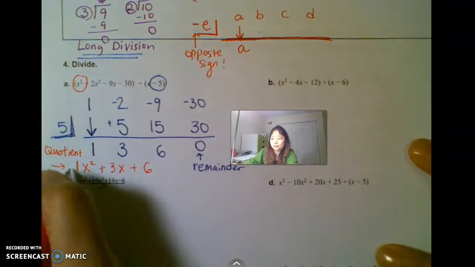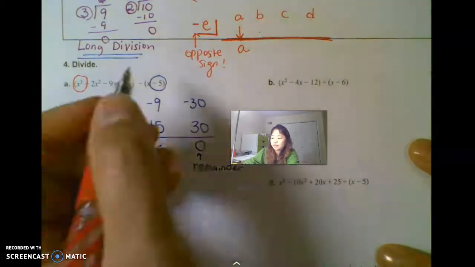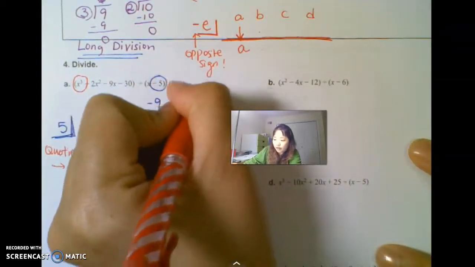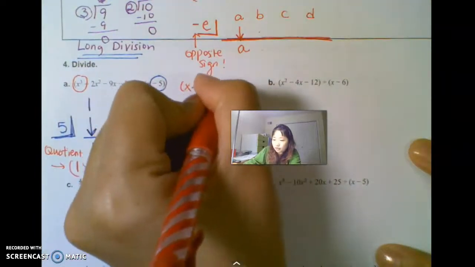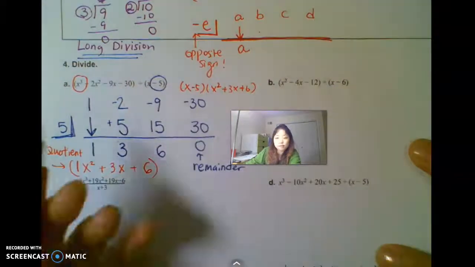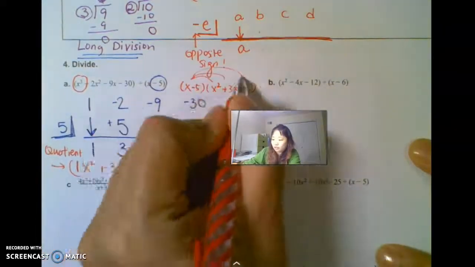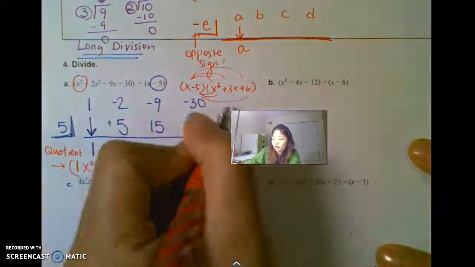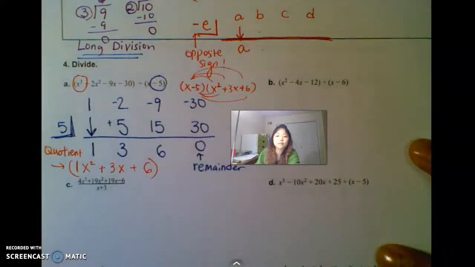So you know what that means? That means if you do x minus 5 times x squared plus 3x plus 6, and if you multiply it all out, then you're gonna get the original function. So that's really what that means.